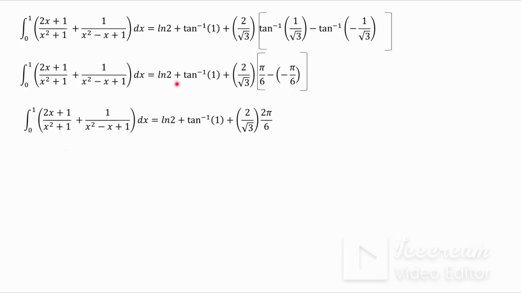For which we are going to obtain, writing back ln of 2 and writing back tan inverse of 1, the integral from 0 to 1 of 2x plus 1 divided by x squared plus 1 divided by x squared minus x plus 1 dx to be equal to ln of 2 plus tan inverse of 1 plus 2 divided by square root of 3 times 2 pi divided by 6, that is pi divided by 6 minus pi divided by 6 gives us 2 pi divided by 6.